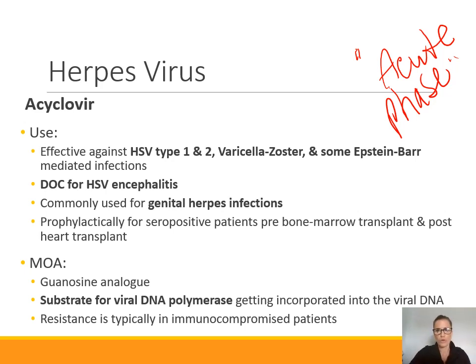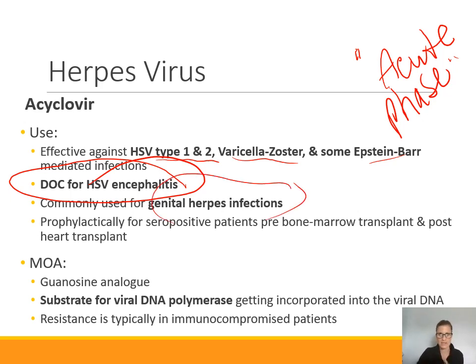Acyclovir is kind of like the prototype antiviral that we use in herpes virus. It's like the first major one that we use. Acyclovir is effective against HSV, herpes simplex virus, type 1 and 2. It's effective against varicella zoster and some Epstein-Barr mediated infections. Acyclovir is the drug of choice for HSV encephalitis, and we very commonly use it for genital herpes infections, again, during the acute phase. It's an old drug and it's relatively cheap, much cheaper than some of the newer agents.